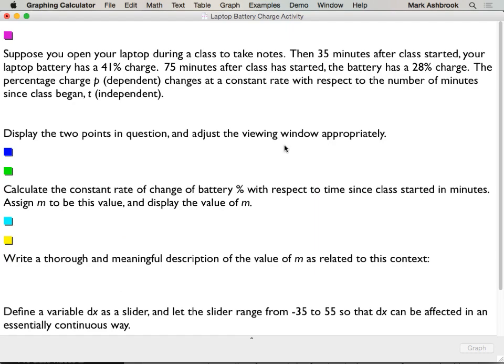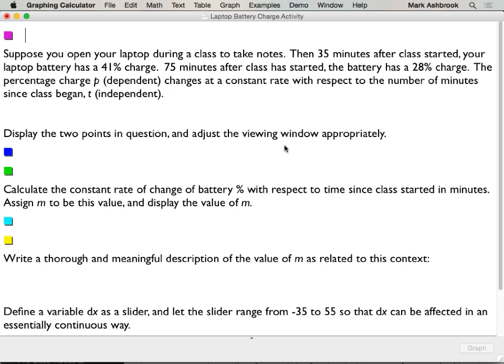So here's a scenario. You open your laptop during class to take notes, and then 35 minutes after class started, your laptop battery had a 41% charge, and then 75 minutes after class started, the battery had a 28% charge. The percentage charge, P, in percent, not the decimal version, changes at a constant rate with respect to the number of minutes since class began, T.